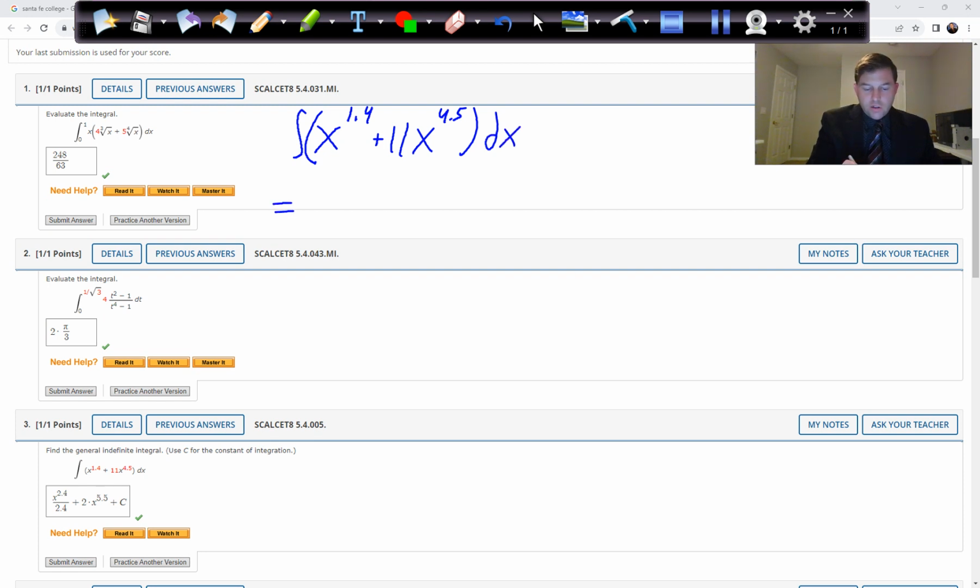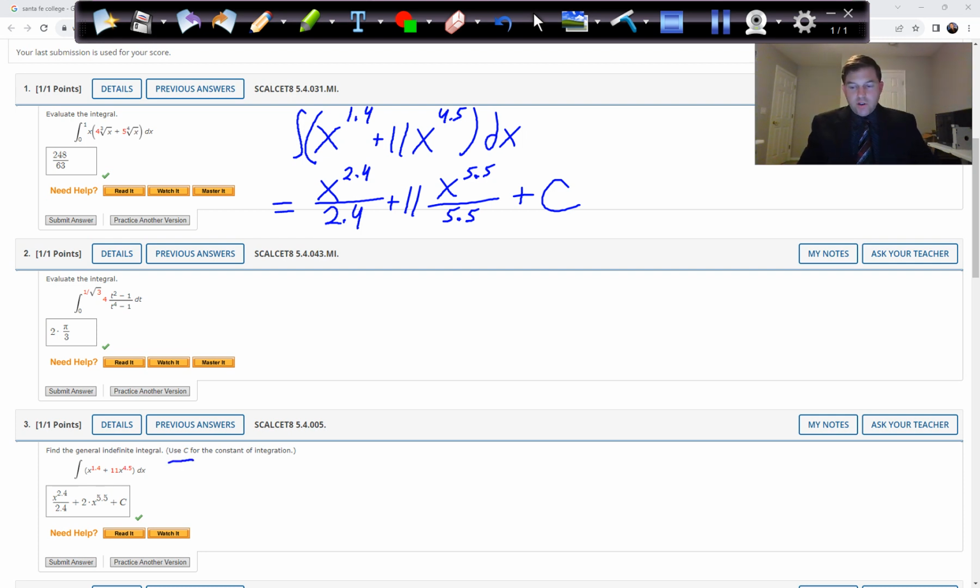Well, there's nothing new here. You're just going to add 1 to both powers. So this is going to be 2.4 when I add 1 to it, and then divide by 2.4. This one, 11's there for the ride, x to the 5.5 over 5.5. Now, because there's no number on the bottom and top, this is an indefinite integral, which means you're going to get some constant of integration, and they remind us to use capital C. Keep that in mind. The homework is very picky. If you use lowercase c, you'll get it wrong. They want uppercase C for the constant.